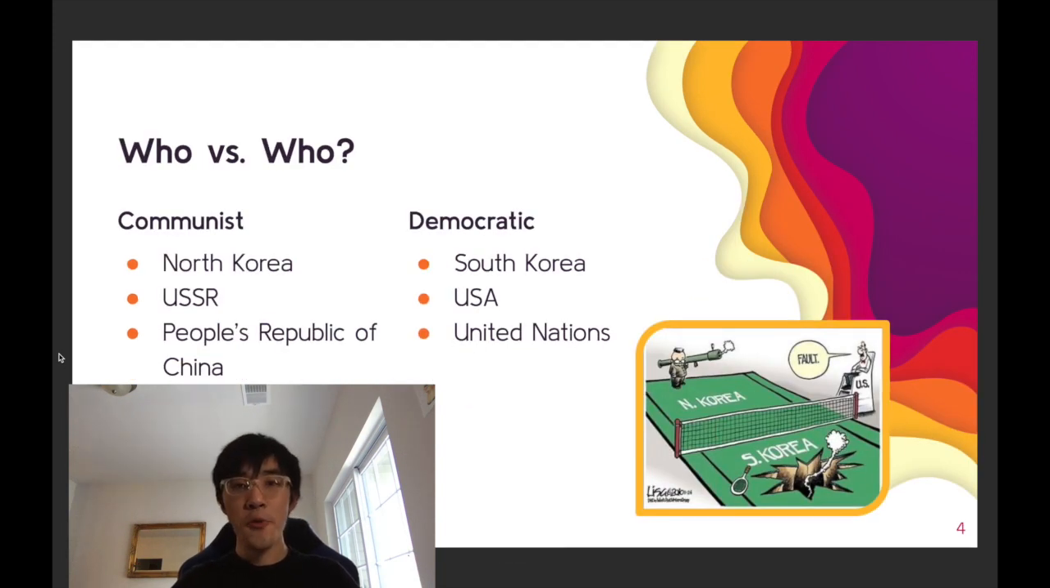So the two sides of the war are the communist side and the democratic side. And on the communist side, we have North Korea, the Soviet Union, and the People's Republic of China. And on the democratic side, we have South Korea and USA as the main participants, and also the rest of the United Nations.